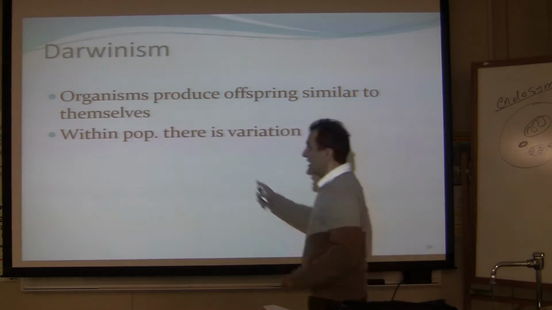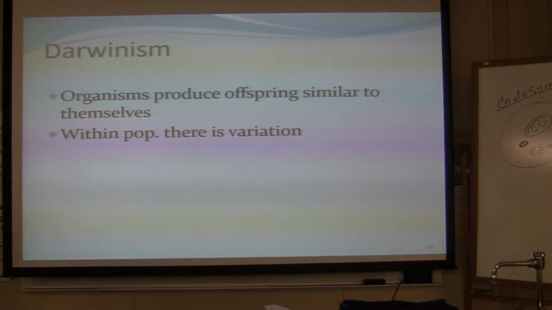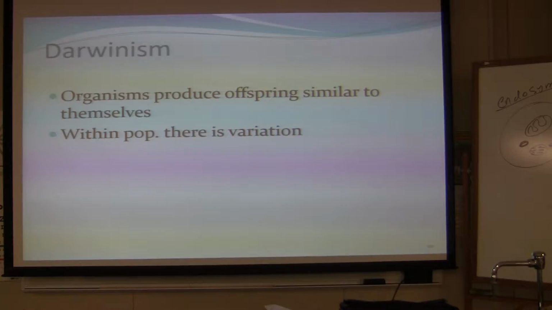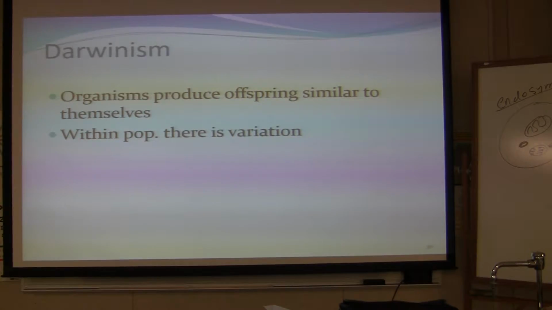Within the population, he noticed that within a population, there is a variation among them. Is that right? In this room, we have a population. We can breed, and we can have offspring, and those offspring in this room can breed also. However, within this population, Darwin noticed that the organisms are different. The females are different. The males are different. That's what he noticed.